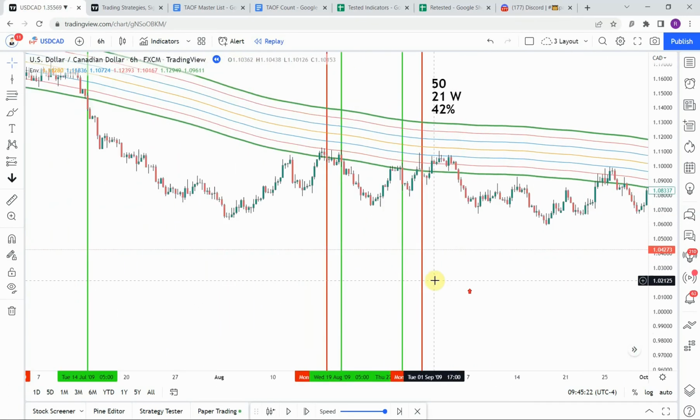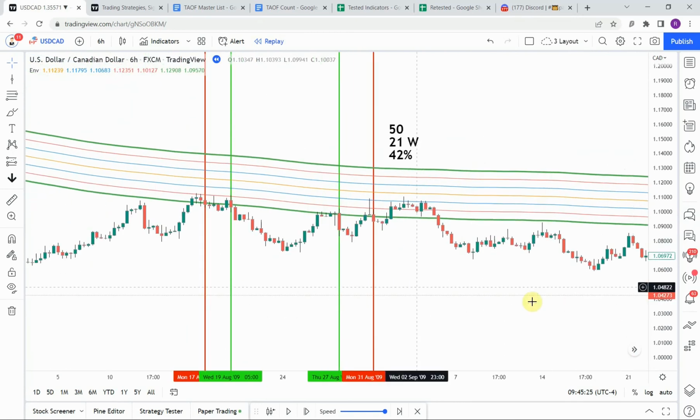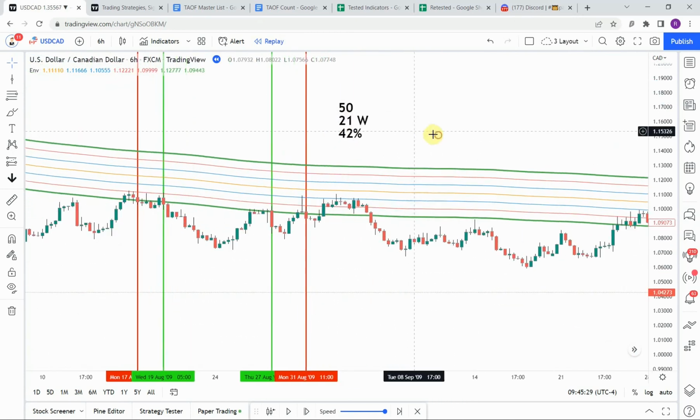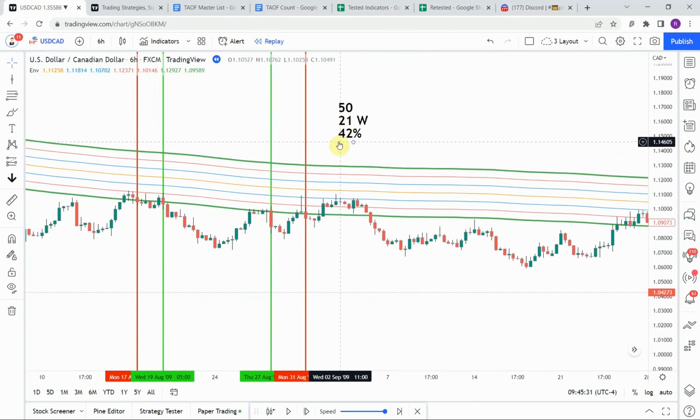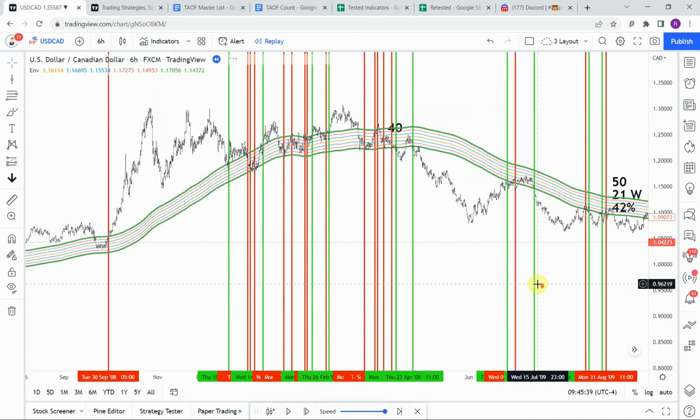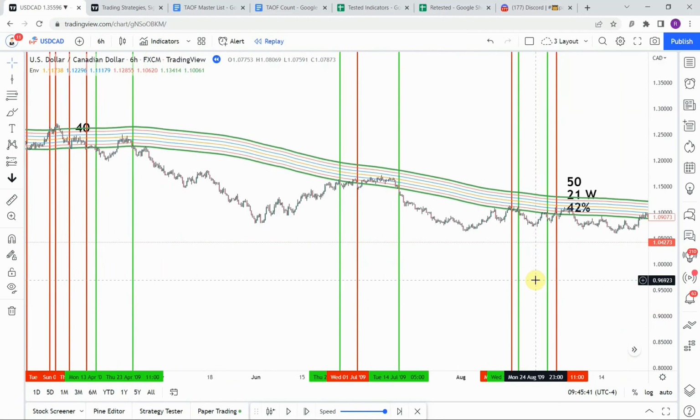All right, back to our advanced test here. So out of the 50 trades, we got 21 winners. So that puts us at a 42% win rate. So that is not going to meet the 60% criteria that we were looking for. So this one is not going to hold up over the advanced testing.